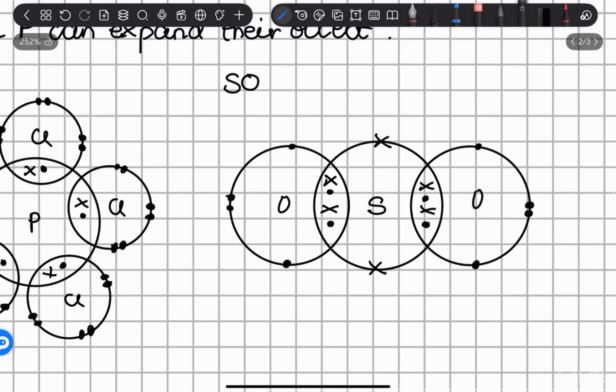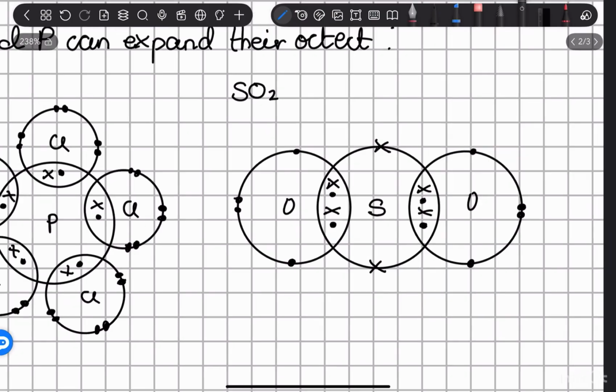Then we have sulfur dioxide. I can't believe I wrote this. Sulfur dioxide. So the sulfur atom, again, has 6 electrons, but it double bonds with 2 oxygen atoms so that they can complete their octet, and it expands its own in the process.